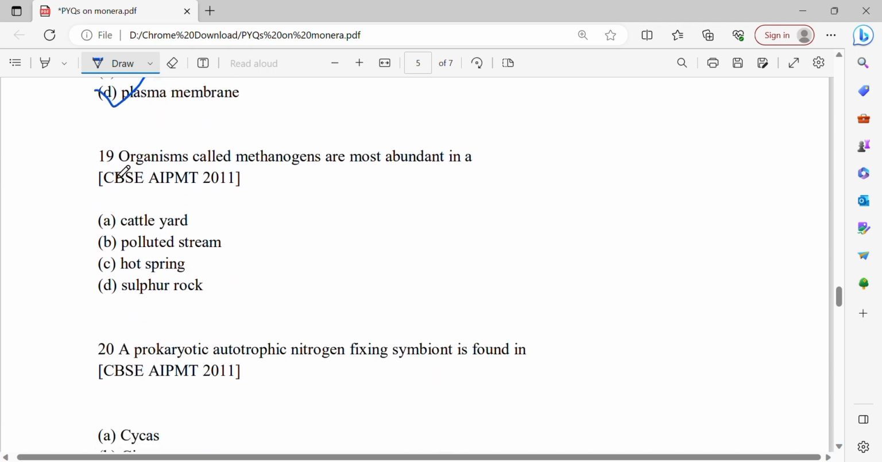Question number 19. Organisms called methanogen are most abundant in a option A cattle yard, option B polluted stream, option C hot spring, and option D sulfur rock. And the correct option is option A cattle yard.